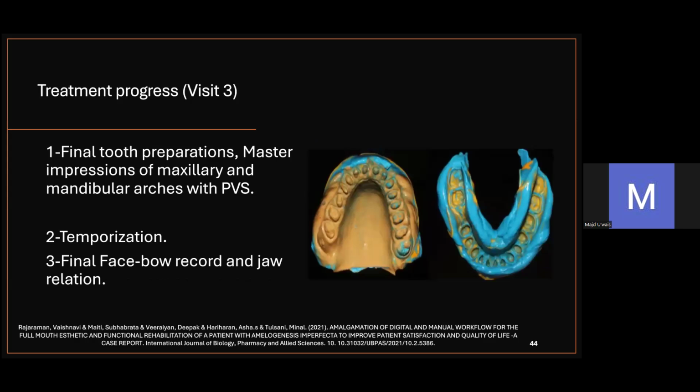Finalization of the tooth preparation. After that, took impression for the upper and lower preparation with PVS. Temporization for the prepared teeth. And of course, after adjusting the provisional restoration, they did a new record according to the adjusted occlusion.